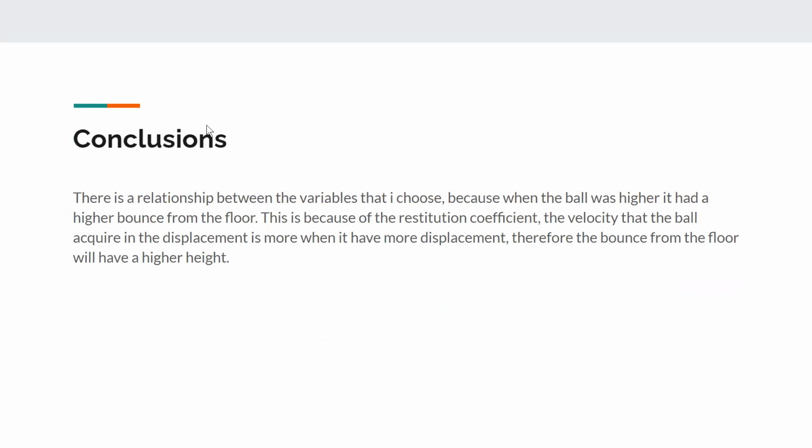So my conclusions are that there is a relationship between my independent and dependent variables, because when I throw the ball from a higher point, it had a higher bounce from the floor. And this is because of the coefficient of restitution: the velocity that the ball acquired is more when it had more displacement. Therefore the bounce from the floor will have a higher height.